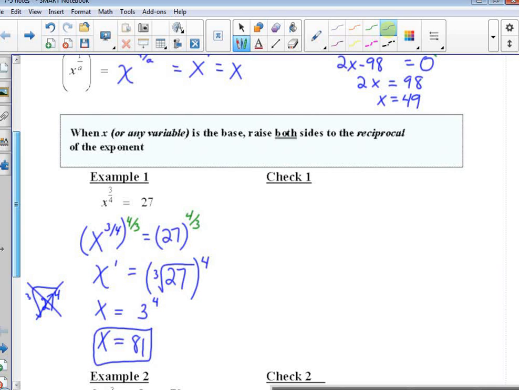And if I check 81, I want to always check in the original problem. So I would have 81 to the 3/4 equals 27. So that'd be the 4th root of 81 to the 3rd, which the 4th root of 81 is 3, and 3 to the 3rd is 27.